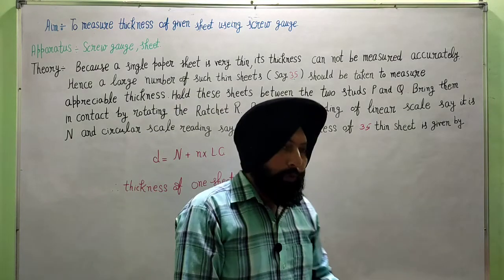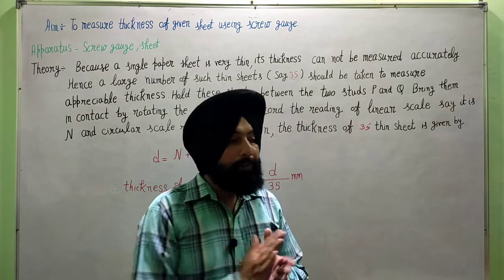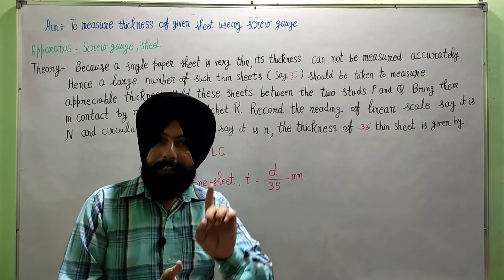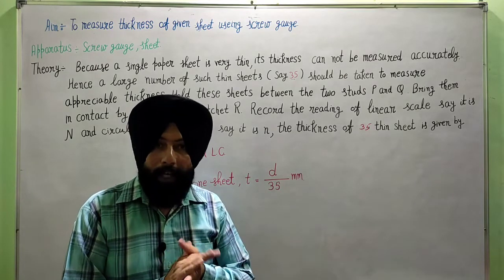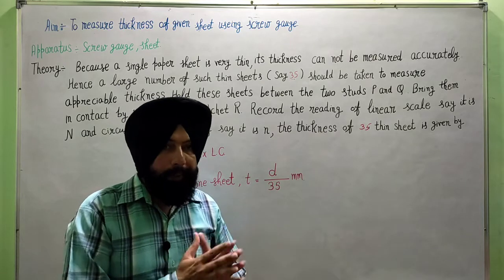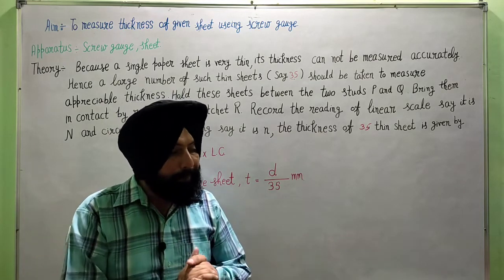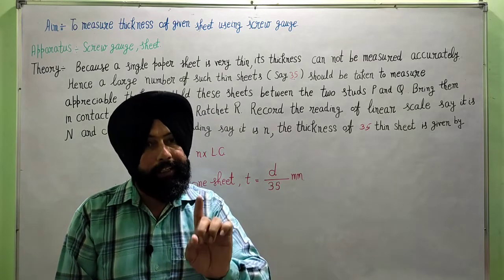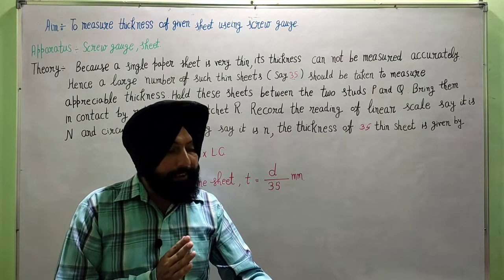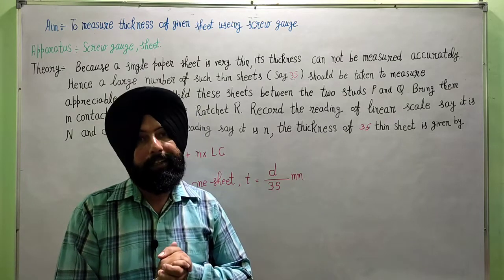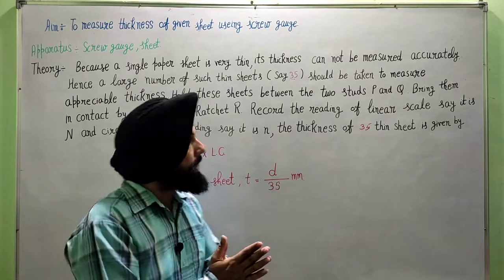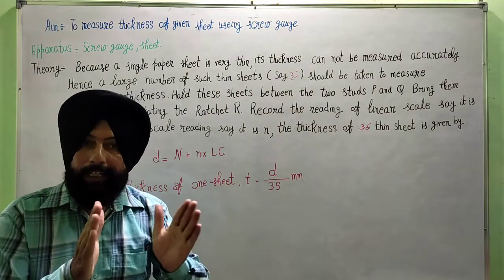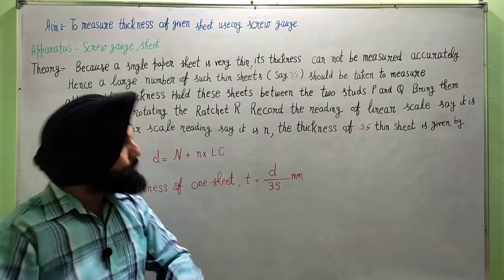Now, to solve this problem, what is the solution? I would like to find the thickness of one sheet, but my micrometer, meaning screw gauge, is not able to take a reading of a single sheet. So to solve this problem, I am taking 35 sheets. I will collect 35 sheets together.